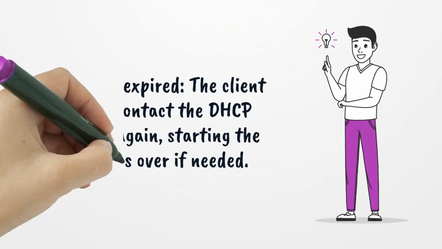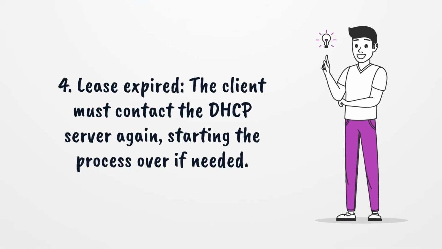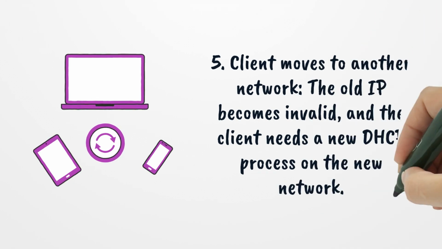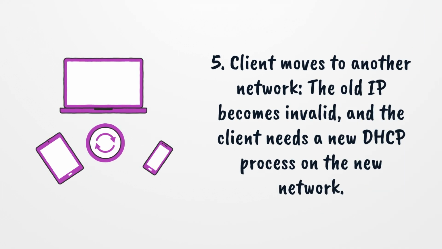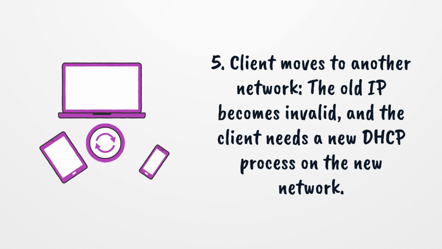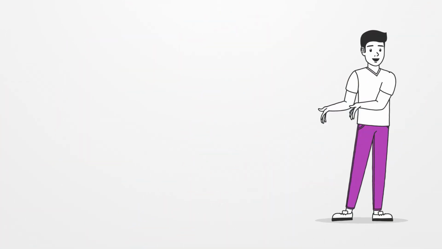4. Lease expired, the client must contact the DHCP server again, starting the process over if needed. 5. Client moves to another network, the old IP becomes invalid, and the client needs a new DHCP process on the new network. Uses of DHCP.